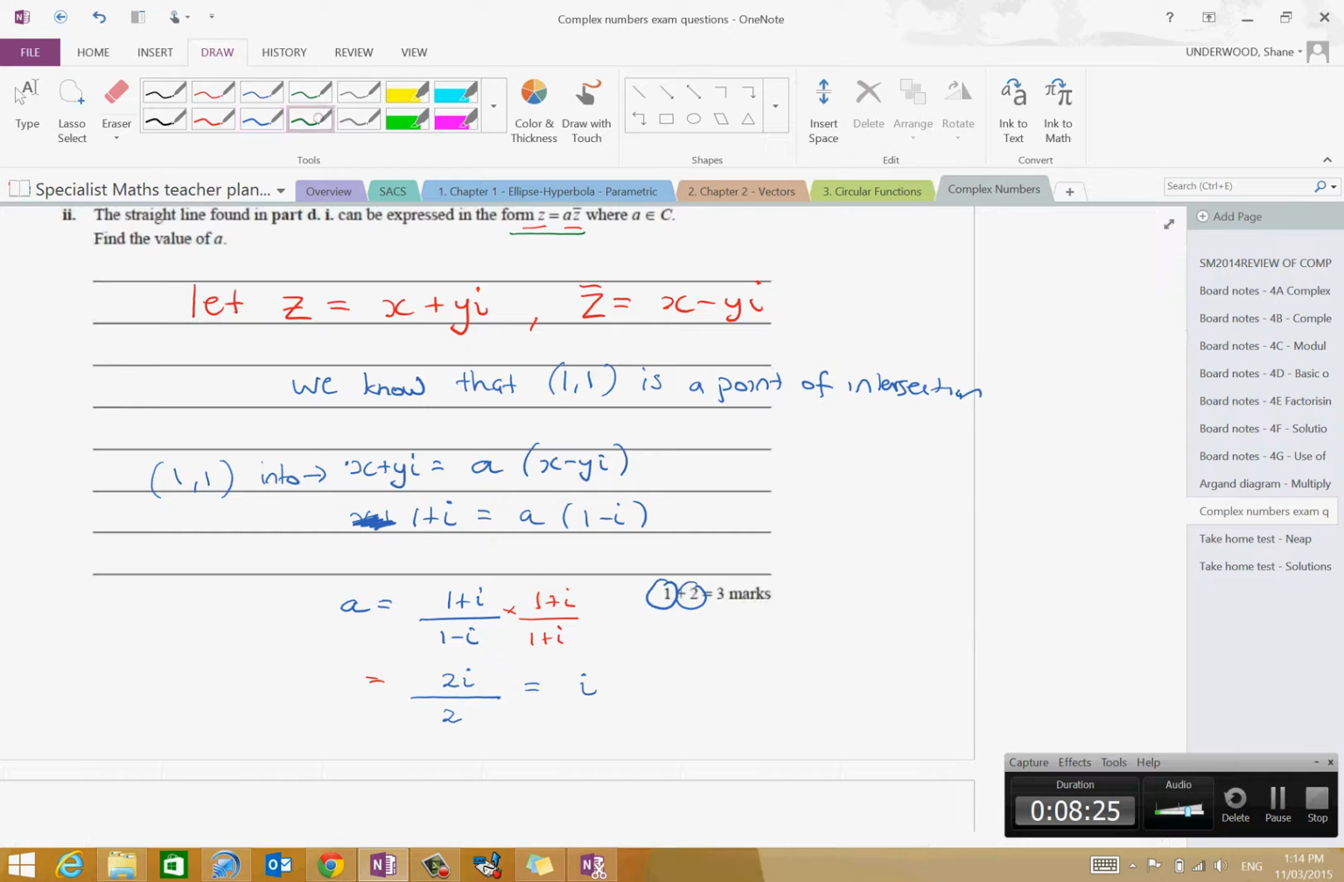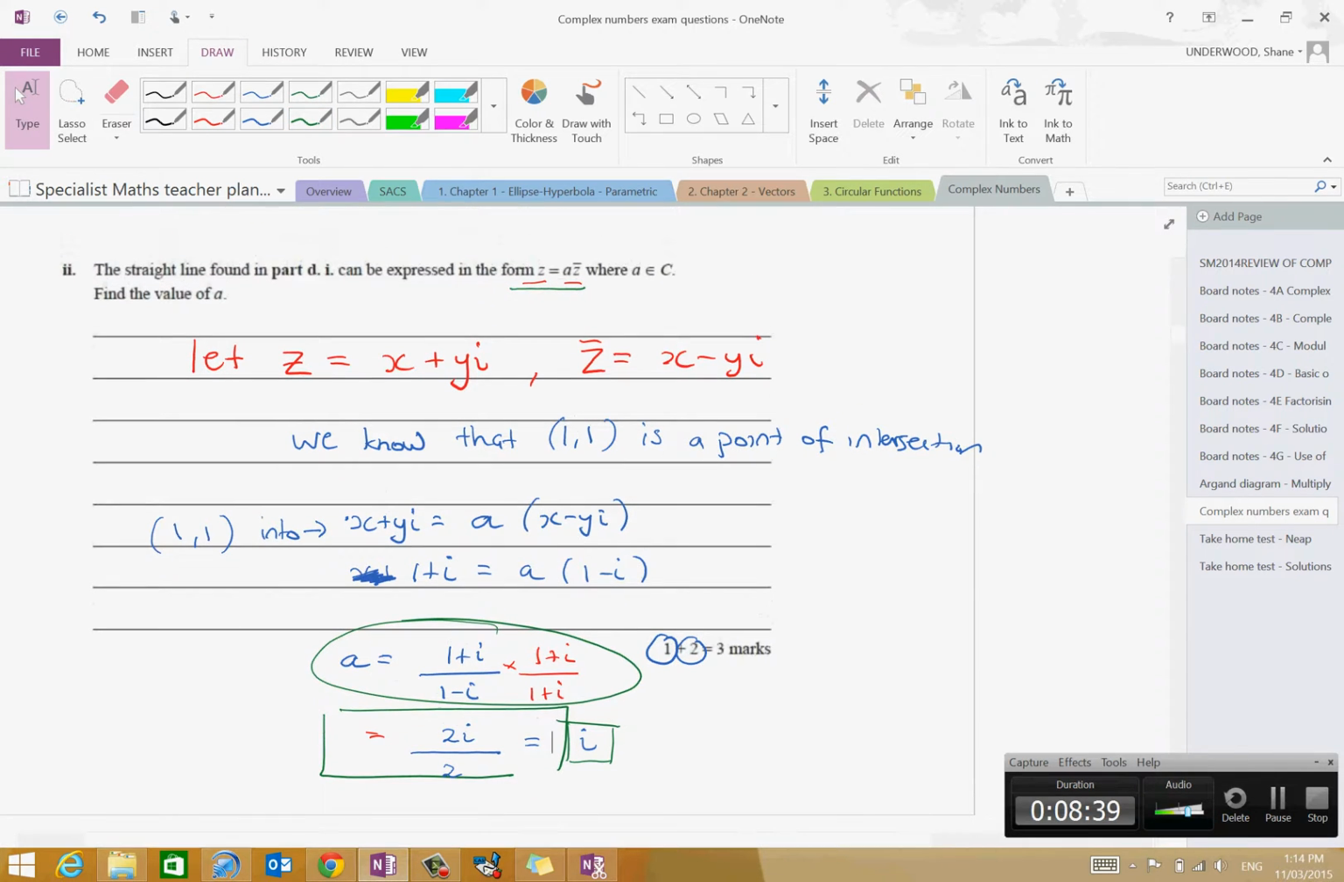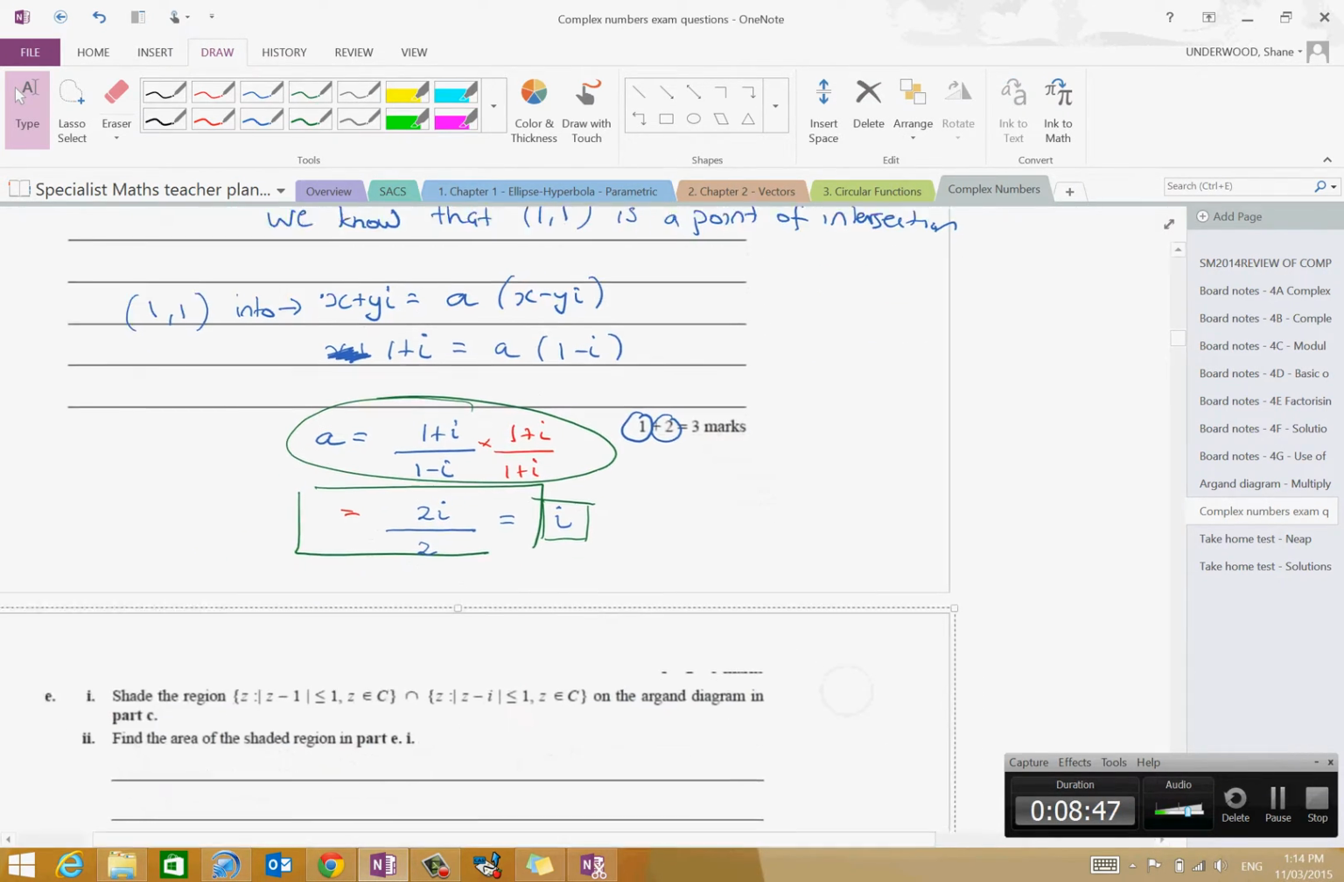And that's your answer. Now, that was worth 2 marks. What's your method mark, do you think? Well, our method mark is probably doing this, and our answer is this. So therefore, a is equal to i. And have a look. You read the question, what does it say? a is an element of the complex plane. All right, so we've done some more questions, and we've only gone for 8 minutes.